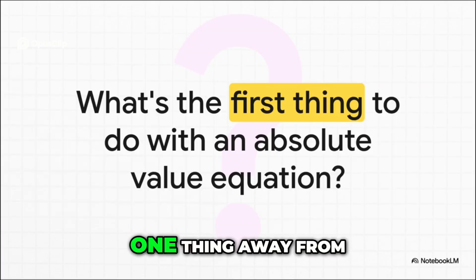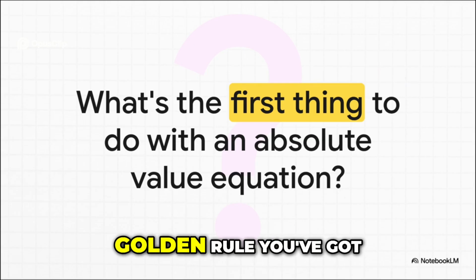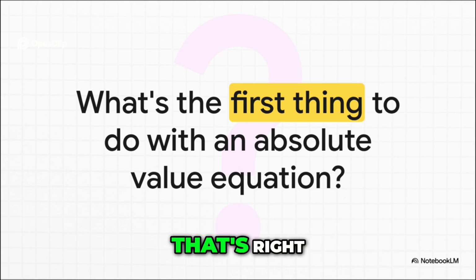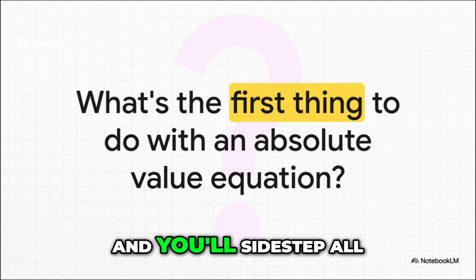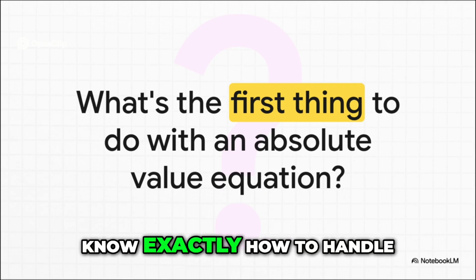So if you take one thing away from all this, what should it be? What's that number one golden rule you've got to remember when you see an absolute value equation? That's right, isolate it first. Always. You do that, and you'll sidestep all the tricky parts and turn any of these problems into something you know exactly how to handle.